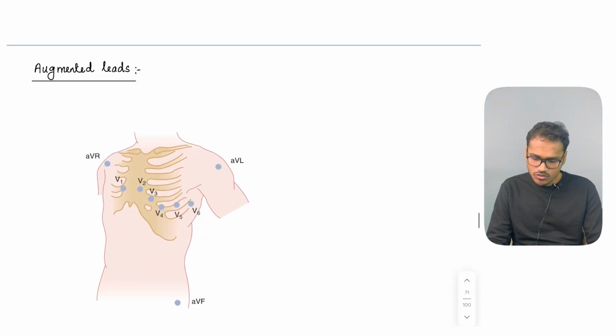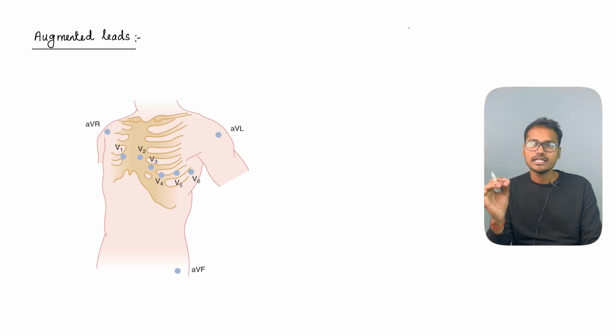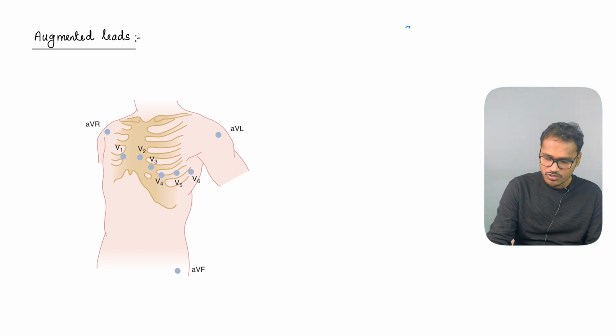Next, we can move on to the augmented leads. For the augmented leads, we are not going to put in any separate electrodes. Please remember, there are around 12 leads, but the number of electrodes that we are going to put is 9.